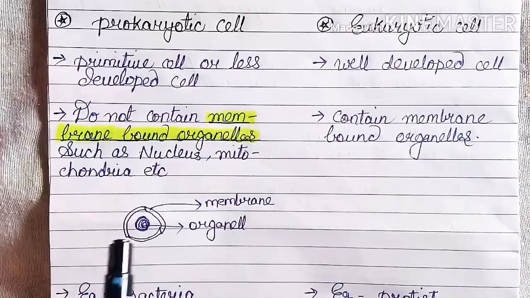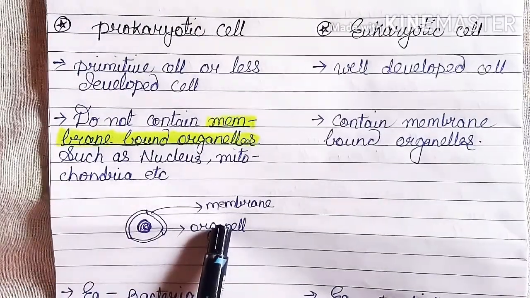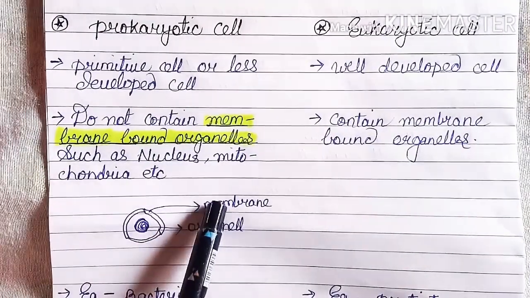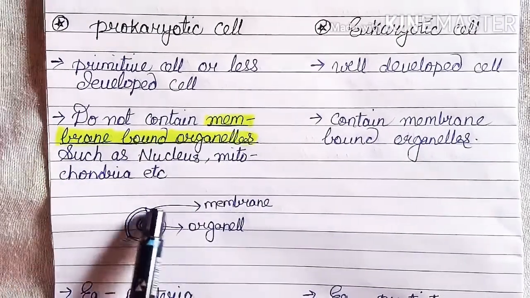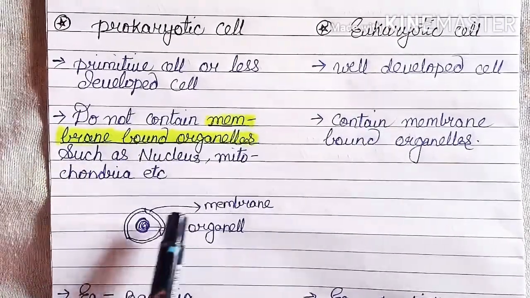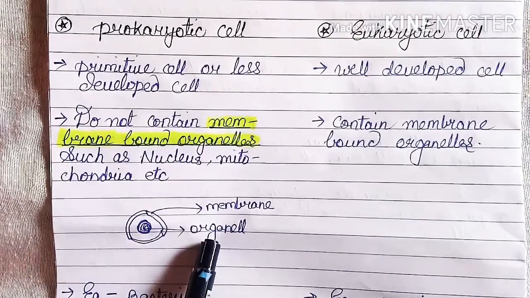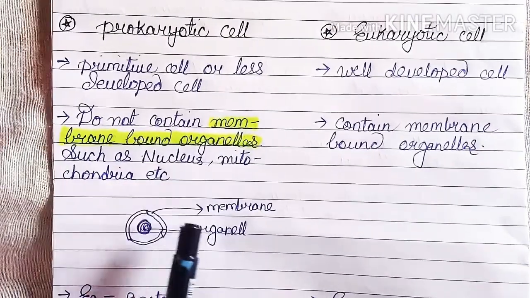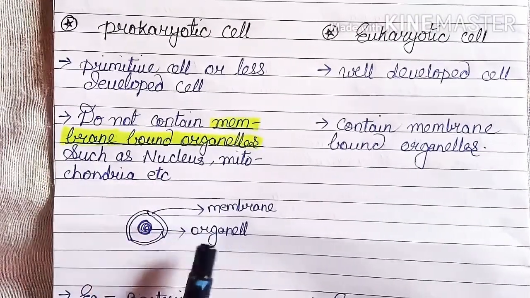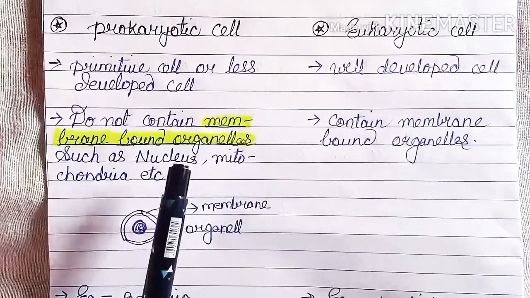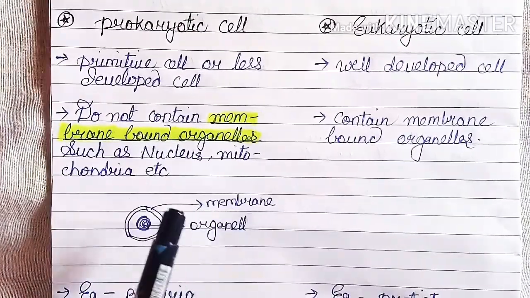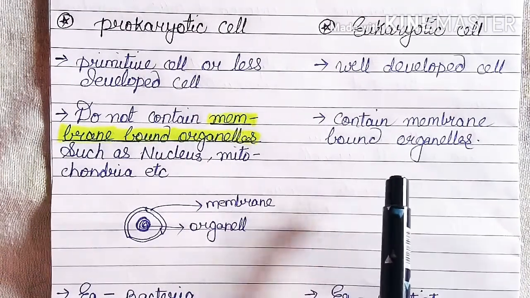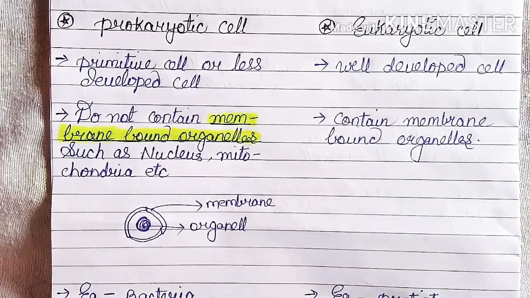Consider this part as an organelle which is surrounded by a cover which is known as membrane. So the organelle which is surrounded by or covered by a membrane is known as membrane bound organelle. Nucleus and mitochondria are such organelles which contain membrane, so they are known as membrane bound organelles. So prokaryotic cell does not have membrane bound organelles while the eukaryotic cell contains membrane bound organelles.